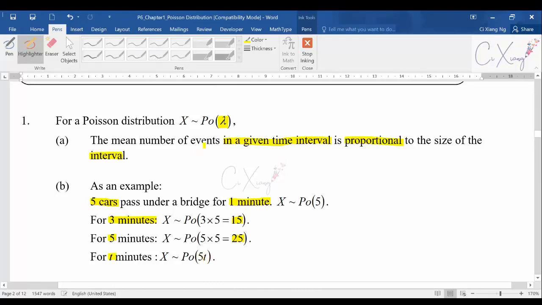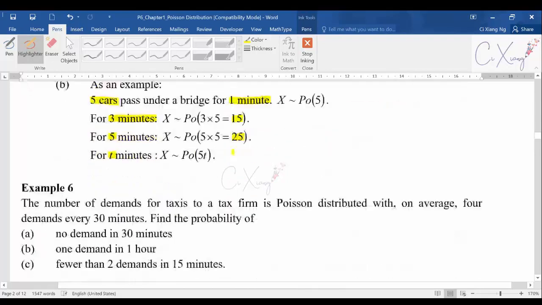Please remember that you need to change the lambda if the interval given is different from what they want you to calculate in the question. Okay, so let's have a look at the example here to see how we apply all these concepts.